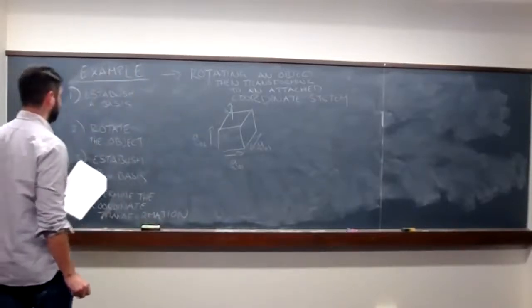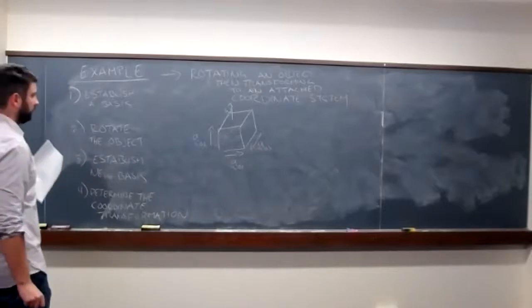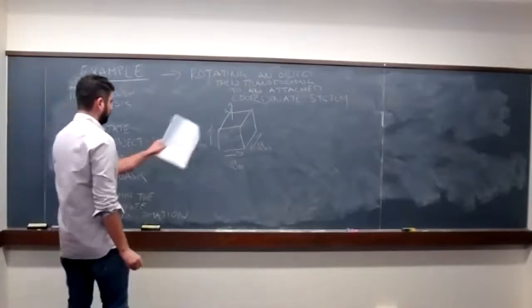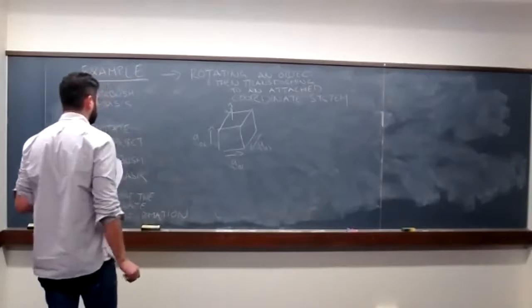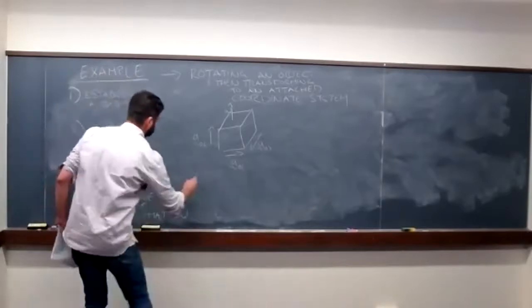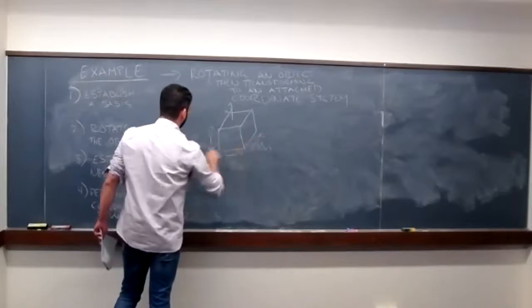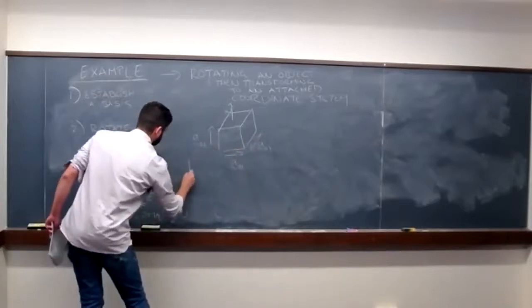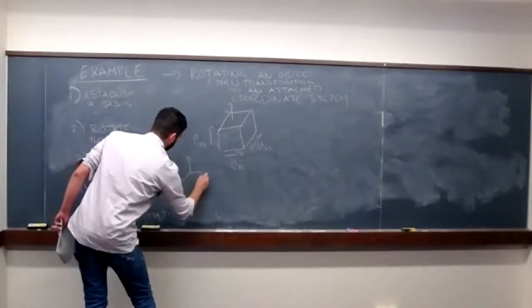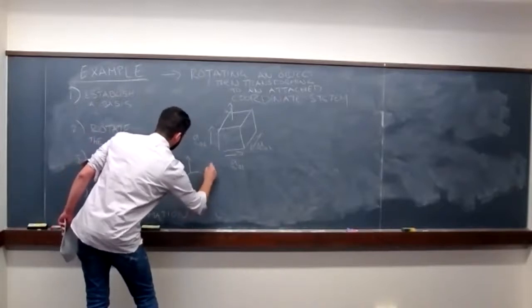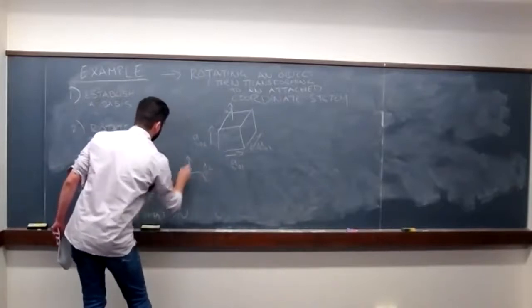So the first thing I'm going to do is I'm going to establish a basis. So I'm going to pick a convenient set of basis vectors that are parallel to A01, A02, and A03. I'm going to label them e hat 1, and I'm going to put an L here, because I'm going to call this the lab coordinate system.